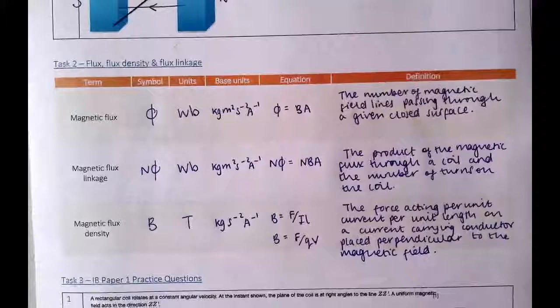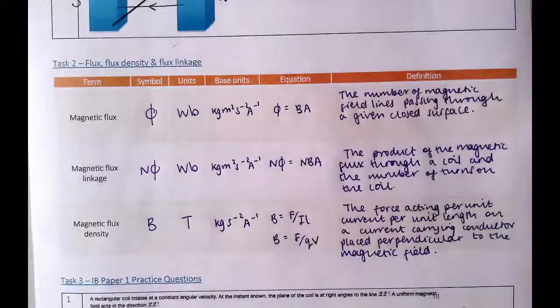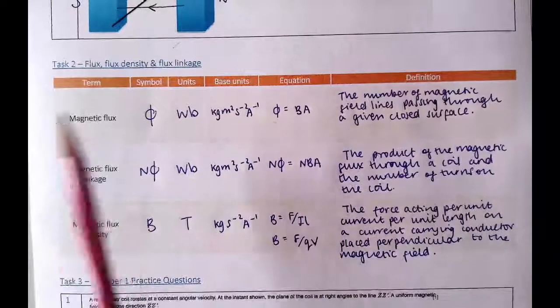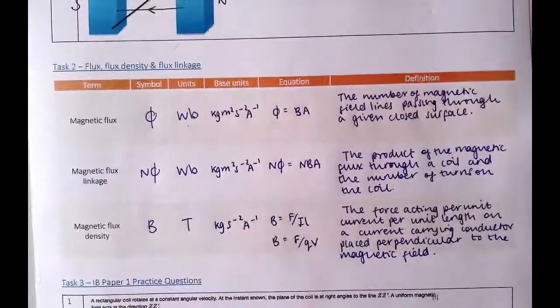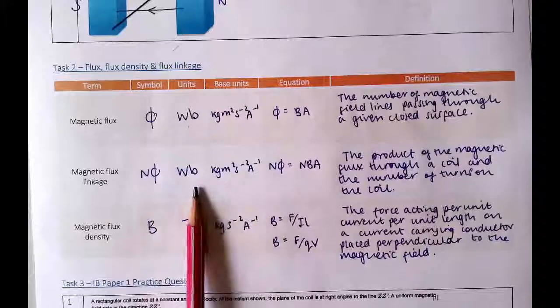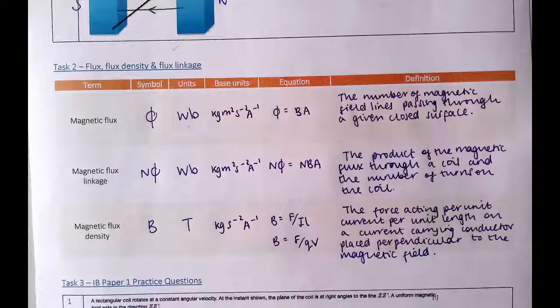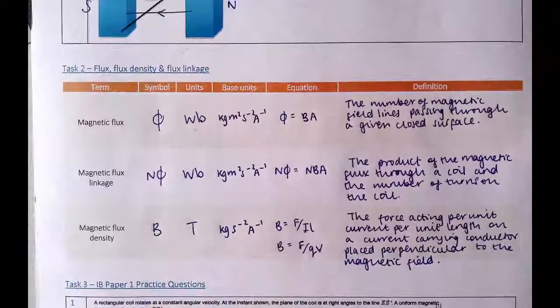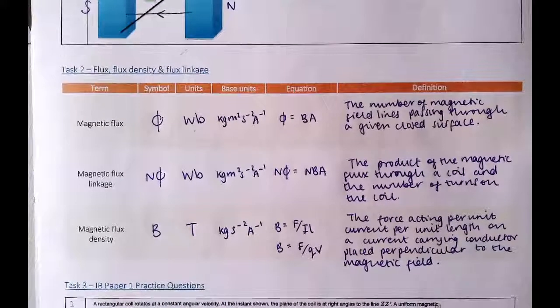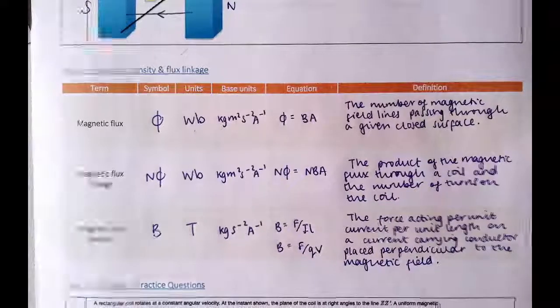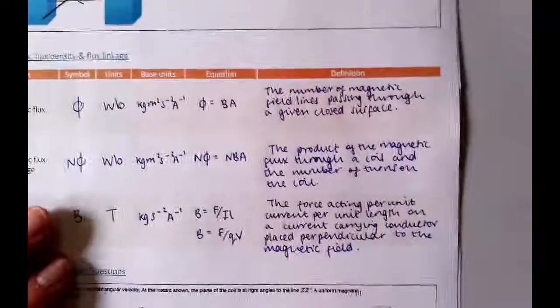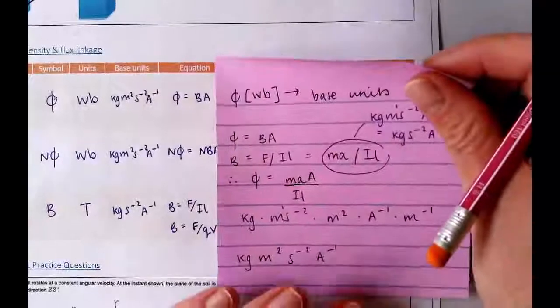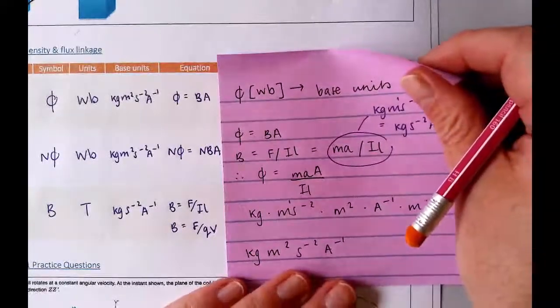Okay, so task 2. Hopefully you got on okay, at least with the symbol and the units, because they were just pulled from the slides. So we've got psi for flux, measured in Weber, N psi for magnetic flux linkage, also in Weber, and then flux density B, measured in Tesla, T. So base units, let me just pull over a post-it note that I have so that I can fit everything on the page.